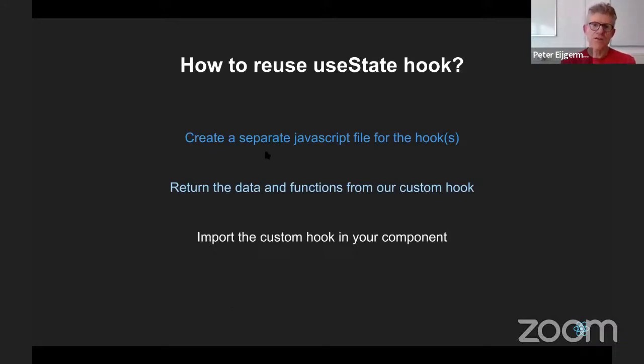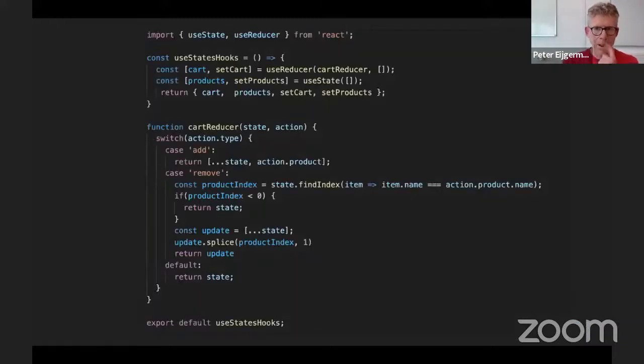I can create a separate JavaScript file for all the hooks I created until now. And I return the data and the function from our custom hook. And so I can also import the hook. I can show you how I do that. I created a separate file here, and I place all my state hooks inside of it. My custom hook has the name useStateHooks.